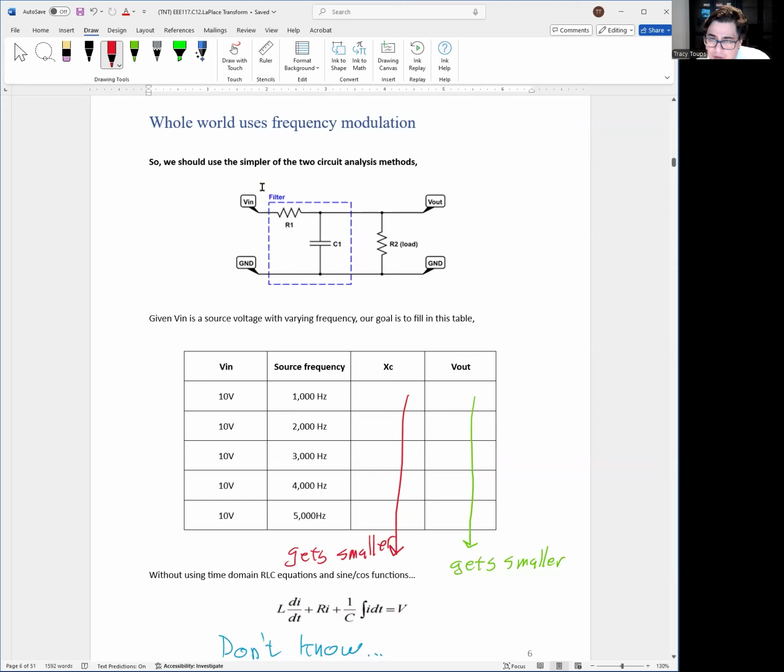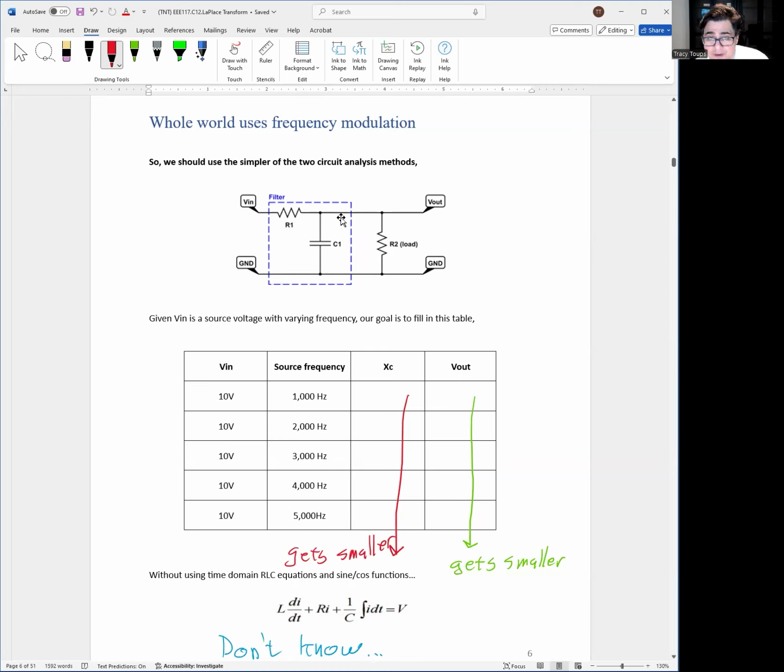We could have a circuit right here with a filter. Now, we have our inputs and we have our outputs. We have a load, R2. The question is, if my frequency changes, how does this circuit change? And that's a very valid question.